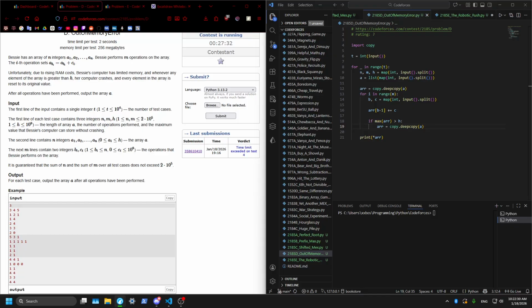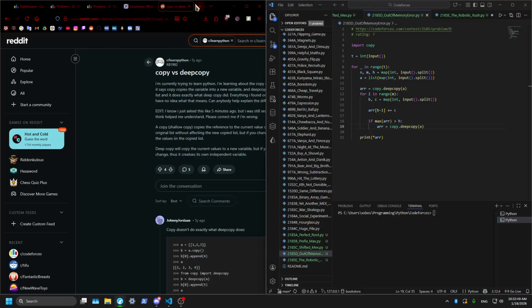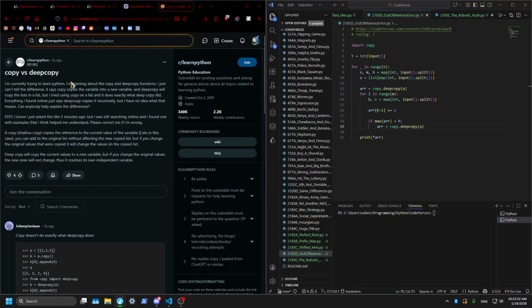Okay, what is the deep copy in Python? Python deep copy versus copy. Reddit. Let's see. What does it say? Can't tell the difference. It says copies a list and a list. Exactly what deep copy did. Recursively. That's not good.